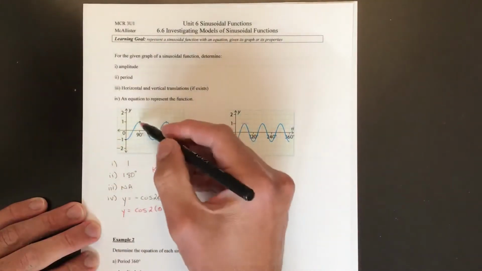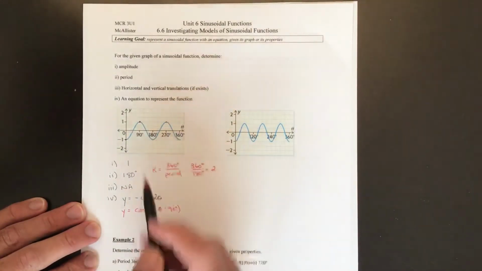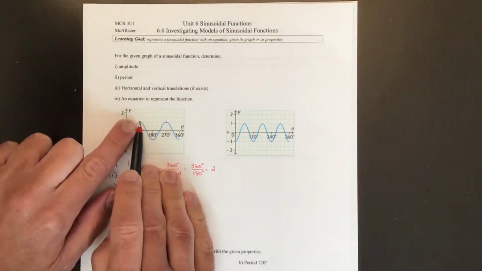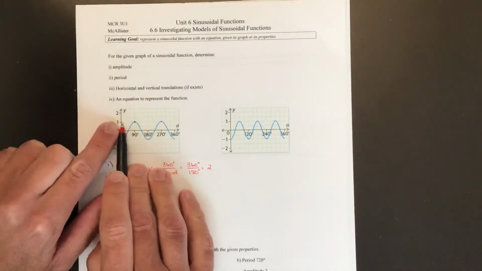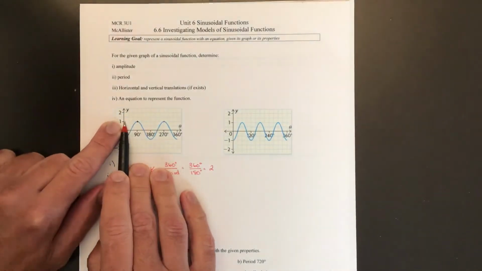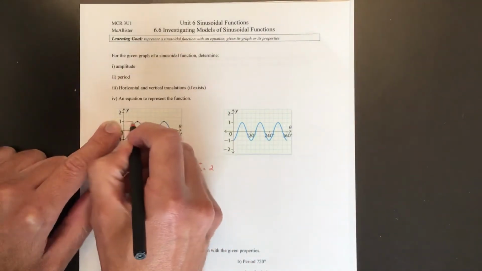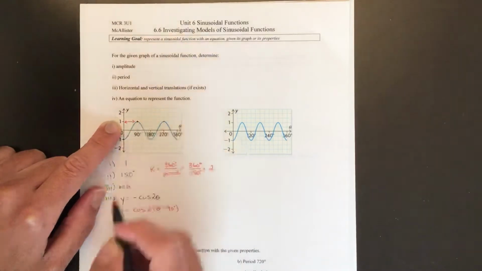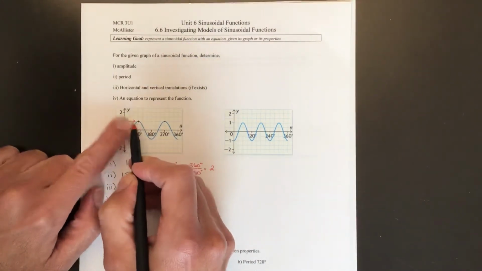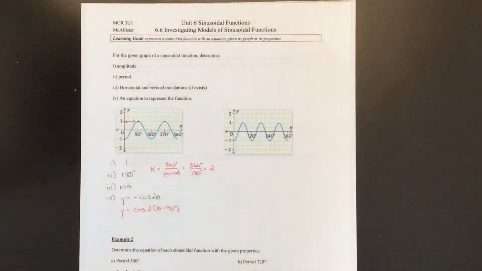Because I'm starting at 90 degrees rather than starting right at the y-axis, this graph as a parent function should be here, right? A parent function that starts right at the y-axis. And because it's not, I have this as a phase shift, because I'm starting here on my graph as opposed to starting at the y-axis. And that's where the phase shift comes in. It depends on where you start. So for example, what if I wanted to start my graph here?